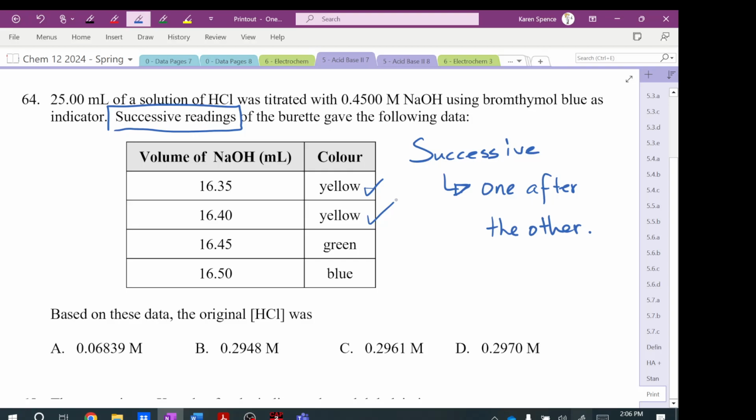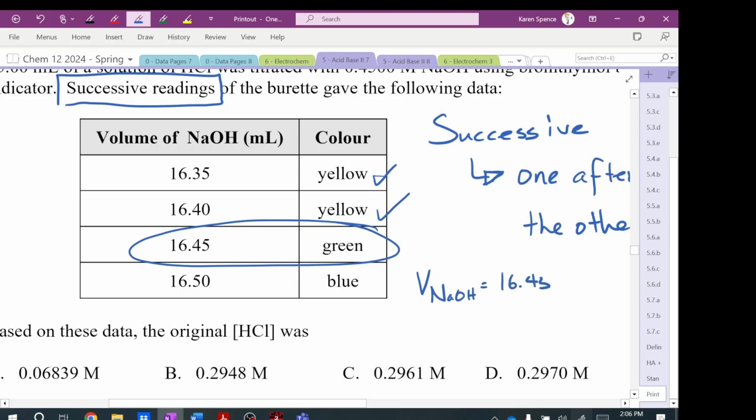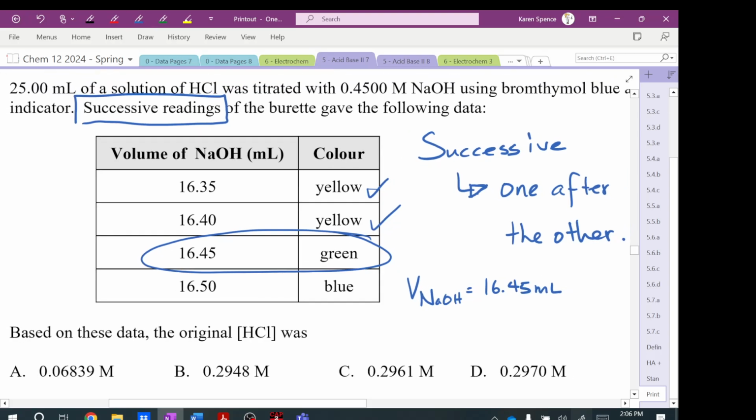So where is the equivalence volume? Where's the volume needed to get to the equivalence point? 16.45. Yeah? So that is our volume of NaOH equals 16.45 milliliters.